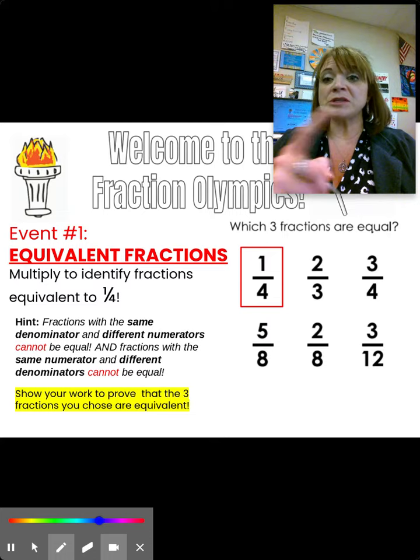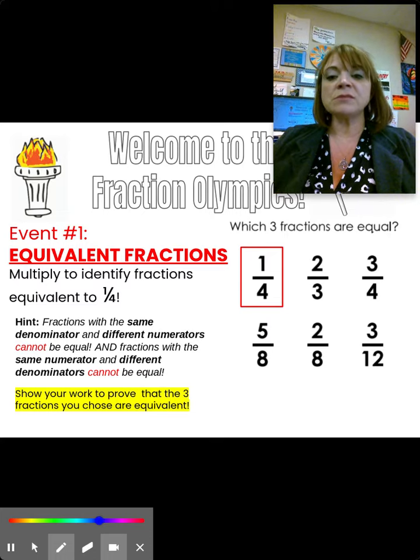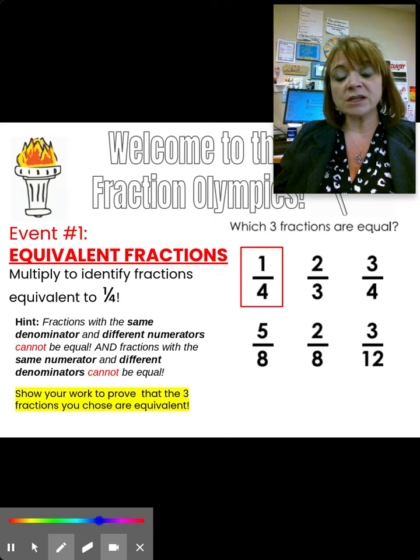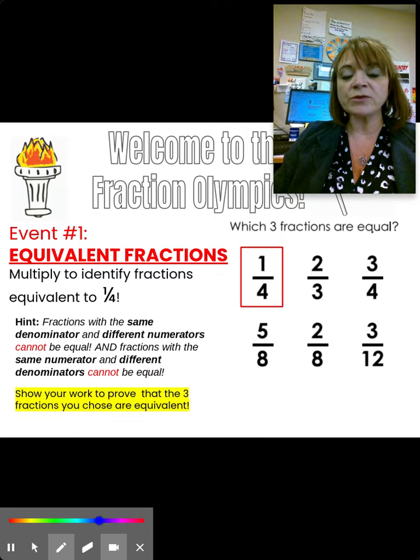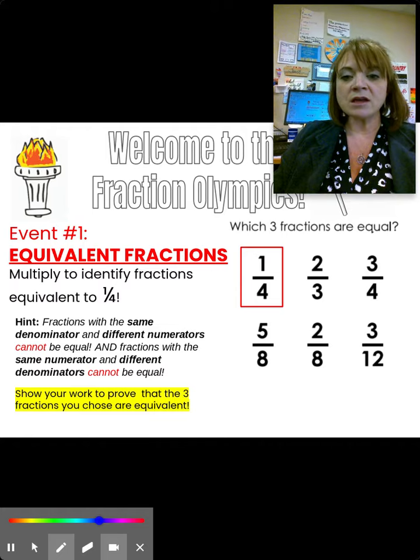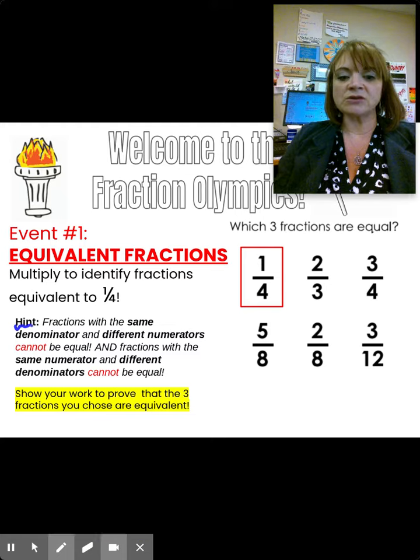Use the strategies we just did on the last slide to multiply your fraction by a fraction equivalent to 1. Multiply 1/4 times a fraction equivalent to 1, and figure out if that fraction is equivalent to 1/4. If they are equal, circle them. If they do not equal 1/4, mark them out. There's a hint right here that I wanted you to pay attention to.